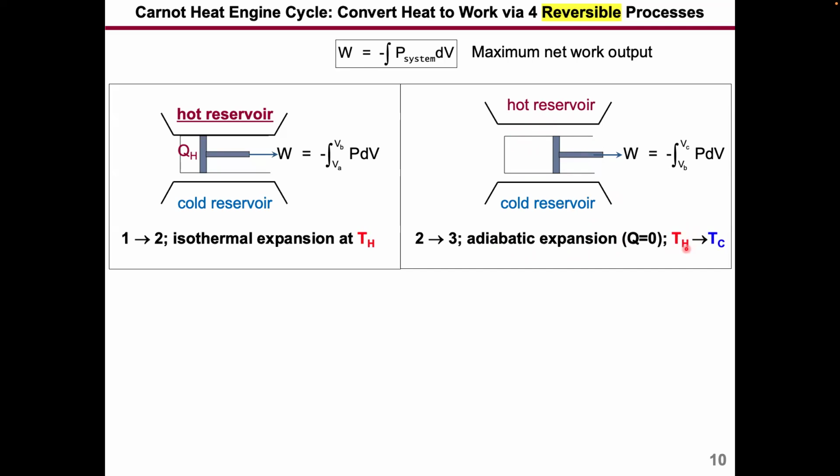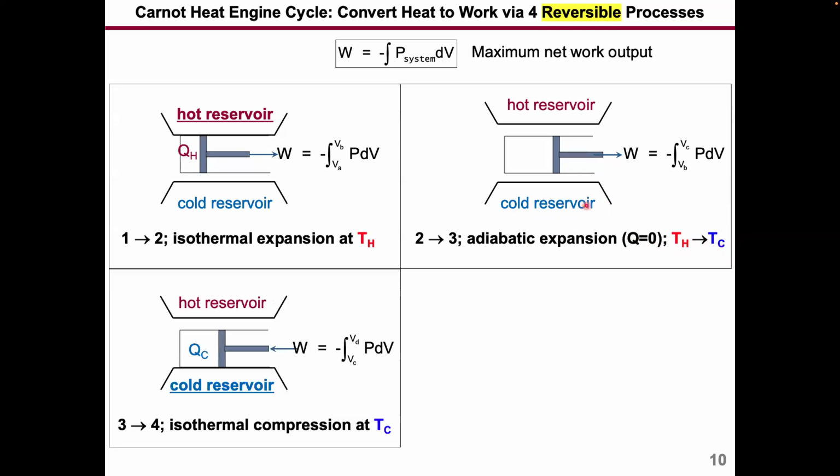Remember PV is equal to RT, right? If V is expanding, then you are doing work on the external surrounding, and you have a decrease in internal energy. So your temperature is going to drop since you don't have heat supply, right? So Q is equal to 0 during this adiabatic expansion. TH drops to TC slowly, okay? And TC is the cold reservoir temperature, okay?